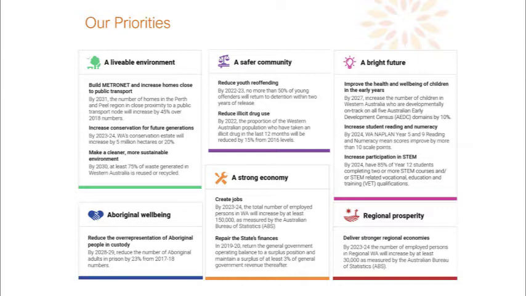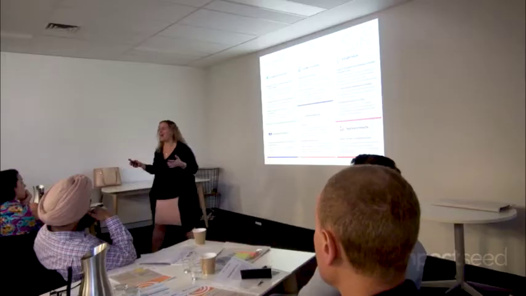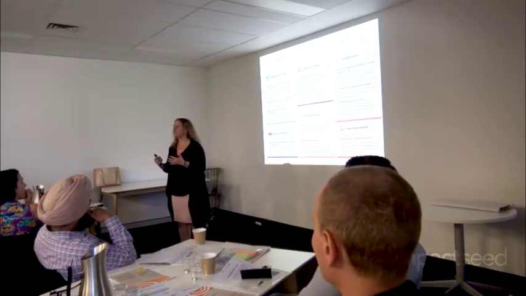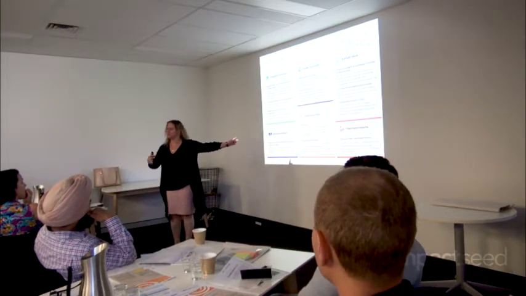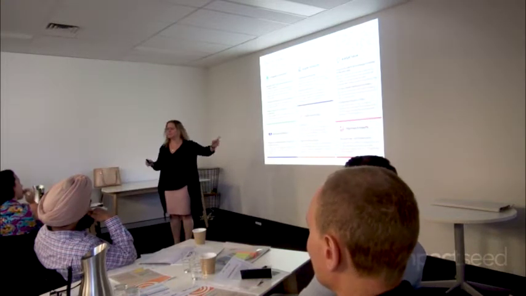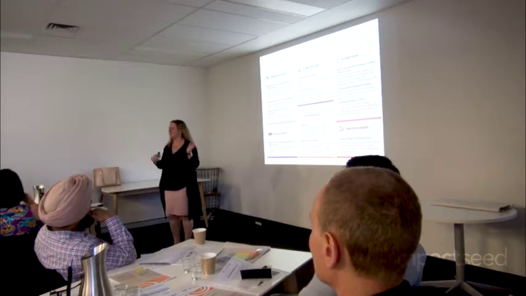And strong economy and regional prosperity focuses on job creation, largely. But if there is anything you're doing that relates to a bright future, improving the health and wellbeing of children, or a safer community, so reducing youth reoffending, given that this is what all of the state government departments are orienting their activity towards for the next however long they have, it's a really good way to be thinking about how you're mapping towards these priorities. And the government people in the room will be very familiar with the priorities.